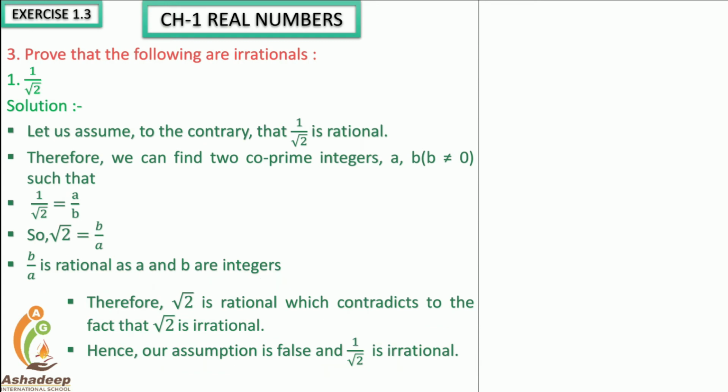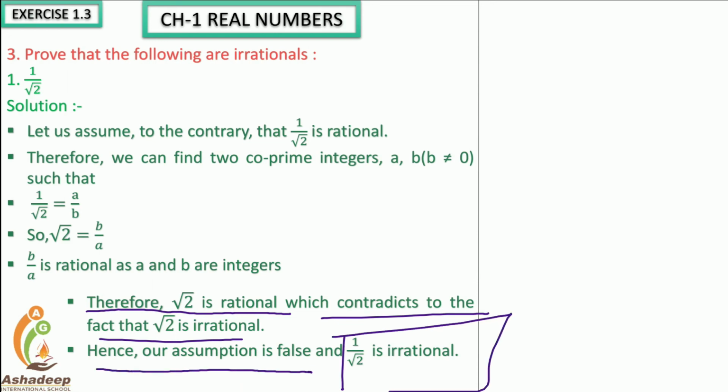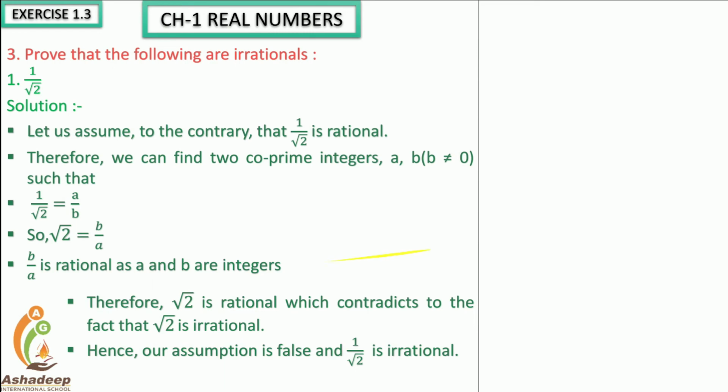Here we need to do just that root 2 goes into the numerator. So root 2 is equal to b by a. Here b by a is a rational number. Why? Because a and b are integers. Therefore b by a is a rational number. Now therefore square root of 2 is rational, which contradicts the fact that root 2 is an irrational number. Hence our assumption is false, and 1 upon root 2 is an irrational number.